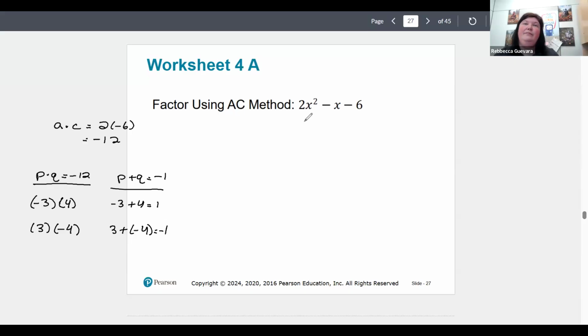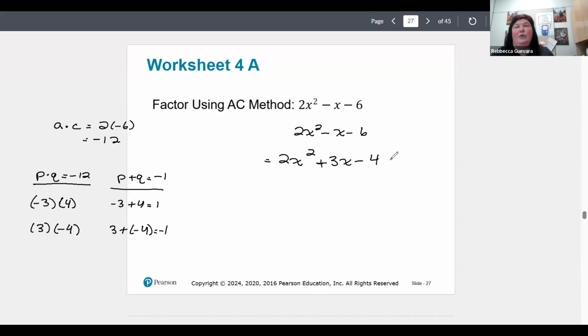I get negative 1. That means that 2x squared minus x minus 6 can be rewritten as 2x squared plus 3x minus 4x minus 6. Okay, so we'll leave it like this. If you want to, you can flip things around a little bit. If I do my grouping, the only thing I can divide out of here is x, which will leave me with x plus 3. That's one of my factors.